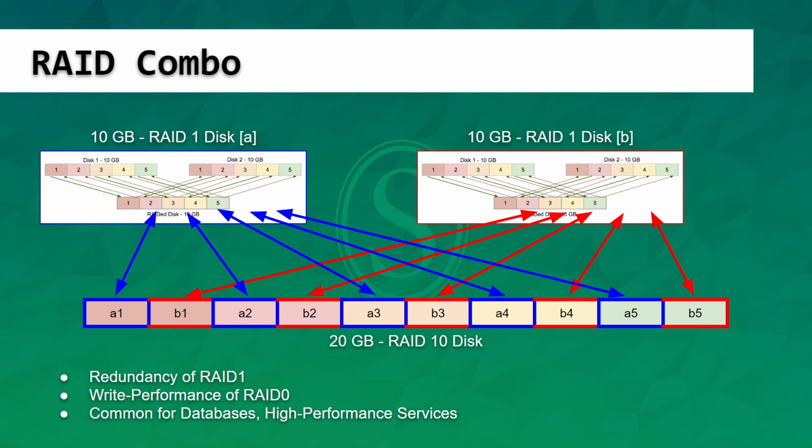And we get the write performance of RAID 0 because we're able to read and write to multiple disks at once. Now, admittedly, we're slowed down by RAID 1's need to mirror data, but we really don't feel that as hard as we feel the increase in performance over here. This is a RAID 10. It's really common for databases or high performance services. You need resiliency. You don't mind having, in this case, half of our physical storage.